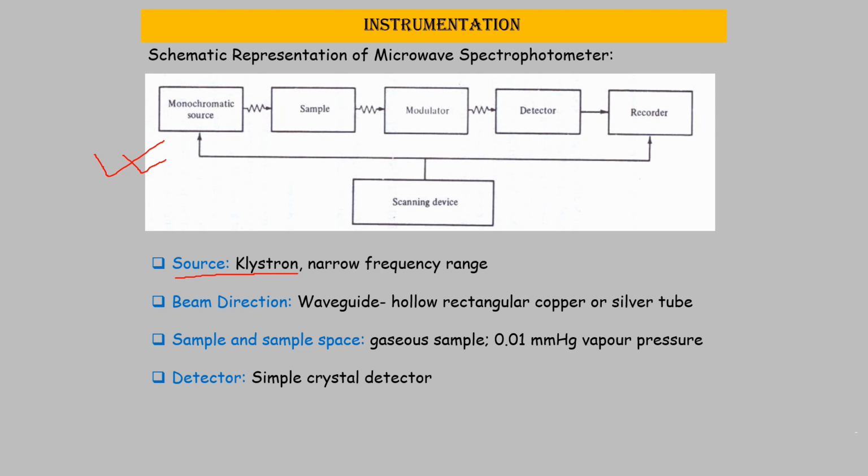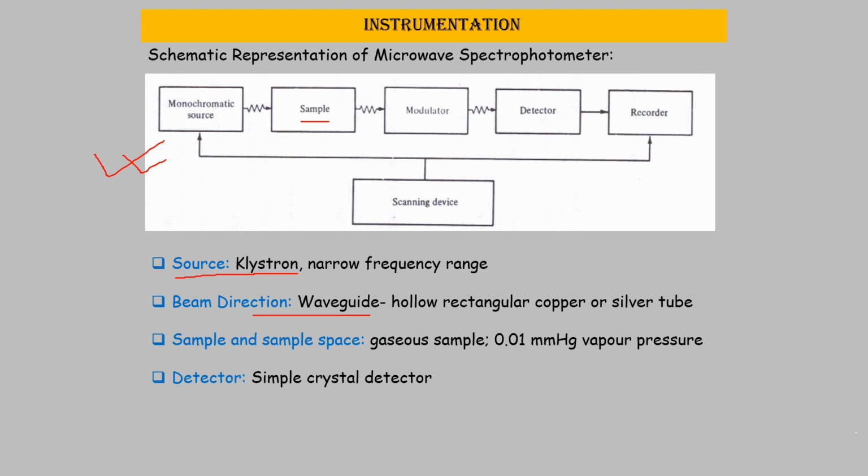So microwave radiation is produced from the klystron, and after production it is guided by a waveguide, which is nothing but a hollow rectangular copper or silver tube. After passing through this tube, it is going to interact with the sample. It is directed to the sample chamber, where, as we know, rotational spectroscopy is related to the rotation of the molecule or rotational energy levels of the molecule. That's why we take the sample in the gaseous state.